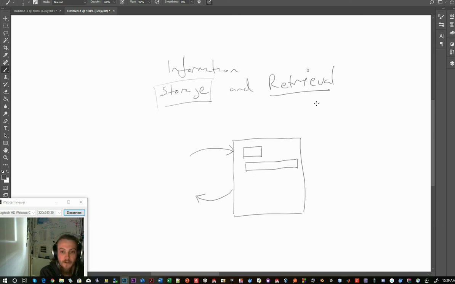So then we've got the retrieval part. When retrieving the information, we also need to know how much memory to grab, because we don't want to grab too little or too much. We need to know to grab the right amount of information. And this is where our types come in.